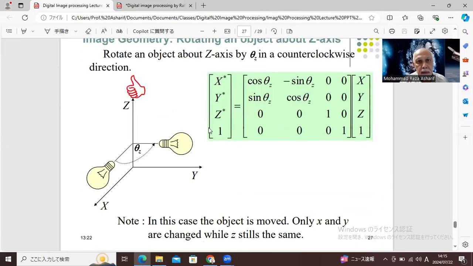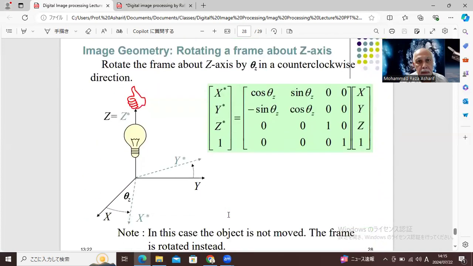Also for the z-axis, the same: z doesn't change around the z-axis, and x and y will change. x and y are changed, and z is the same. If you want to rotate the frame, in this case, the object is not moved, the frame is rotated.